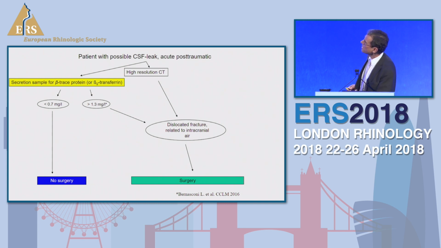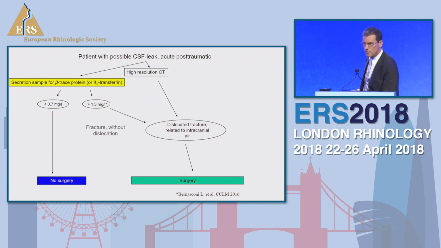If this biomarker tells you, yes, that is a CSF leak, then this will help you to find an indication and to operate on this patient, even if the dislocation maybe is not that high or that much.